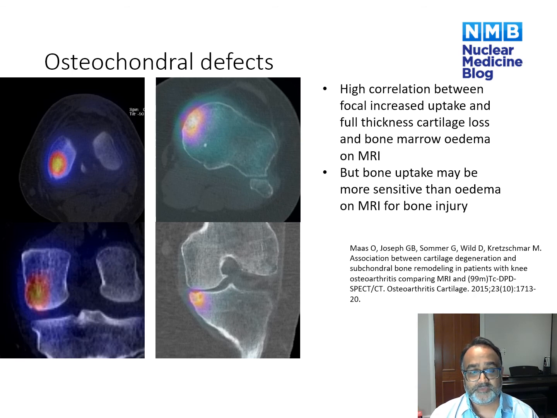So if you're seeing focal increased uptake in the knee, look for any subtle cortical lucencies which would suggest cortical bone loss. And this is something that needs to be reported. It isn't simply osteoarthritis, this is an osteochondral defect. There may be a surgical or arthroscopic management for this.